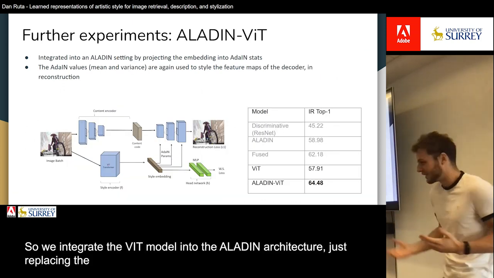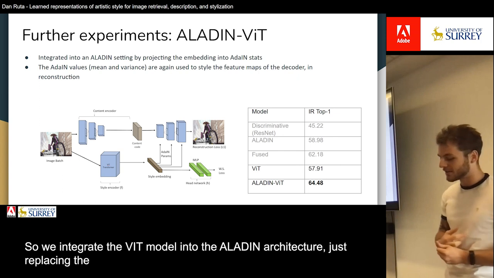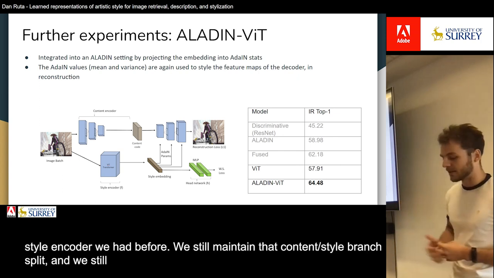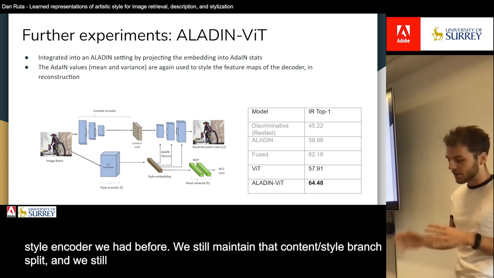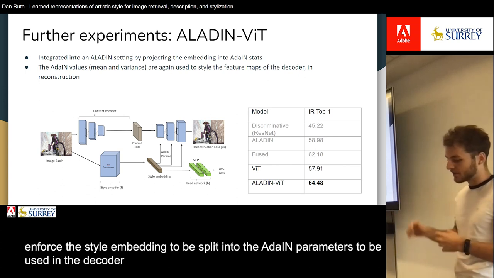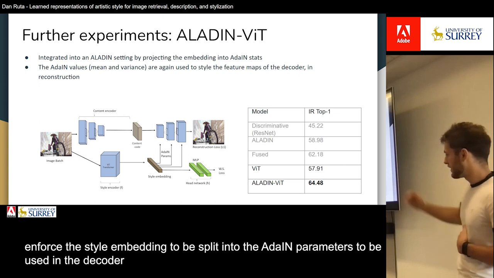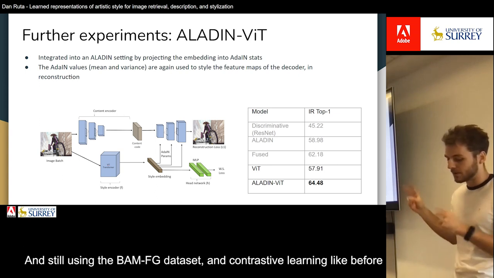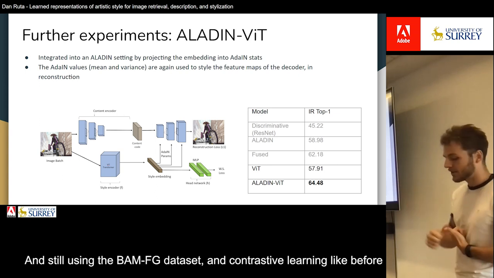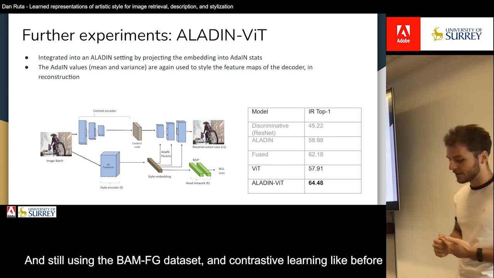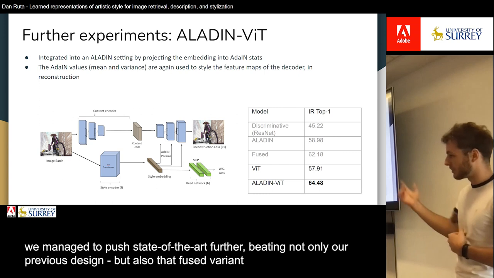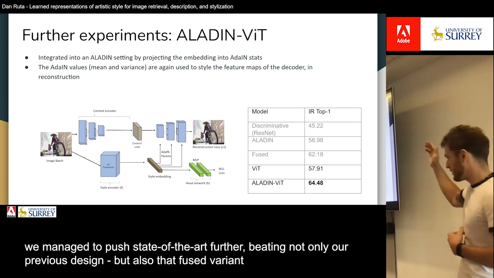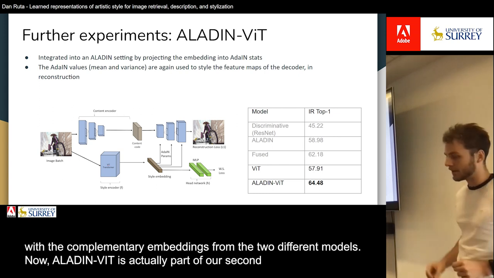So we integrated a ViT model into the ALADIN architecture, just replacing the styling pair we had before. We still maintain that content style branch split, and we still enforce the style embedding to be split into the AdaIN parameters to be used in a decoder. And still using the BAM dataset and contrastive learning as before, we managed to push state of the art further, beating not only our previous design, but also that fused variant with the complementary embeddings from the two different models.